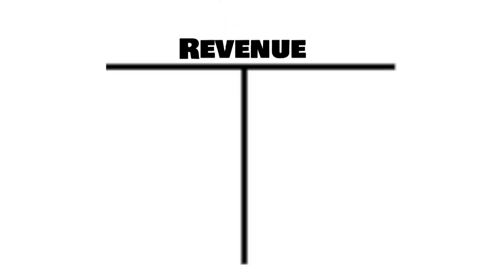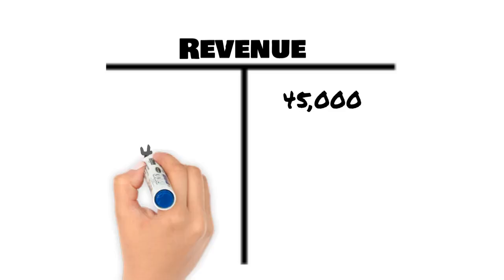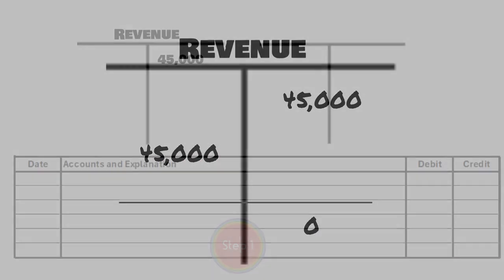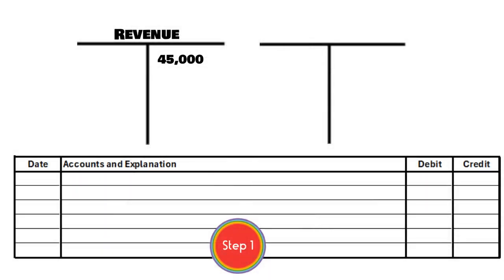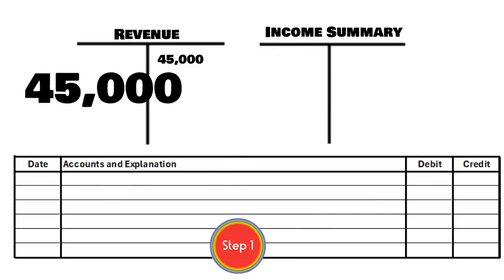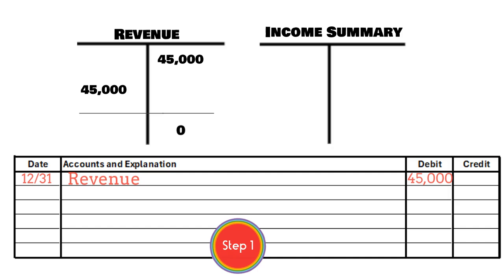the closing entries. If revenue has a credit balance, then the only way we can set that account to zero is to debit it for the same amount, making the account balance zero. For closing entries, we have a new account, Income Summary, which is only used to assist with the closing process. We have our debit to revenue, resetting the balance to zero, and our credit goes to Income Summary.